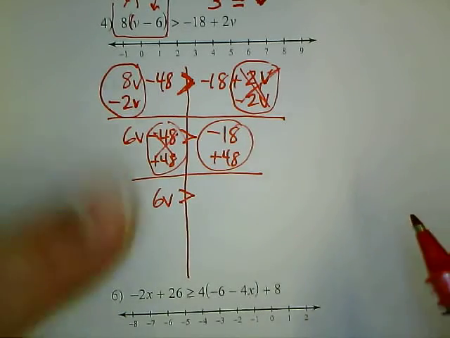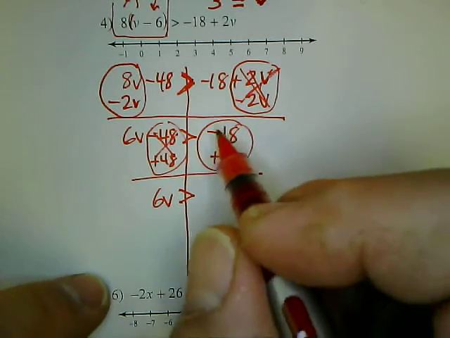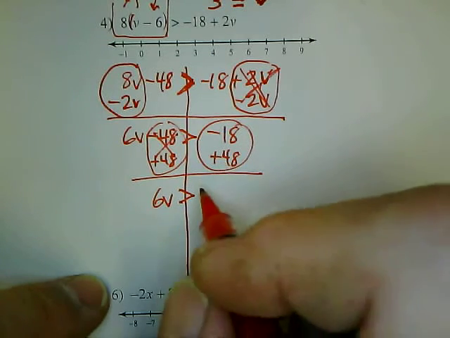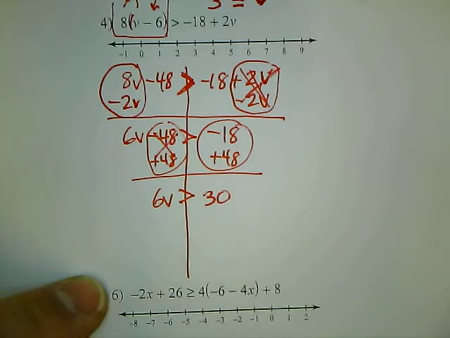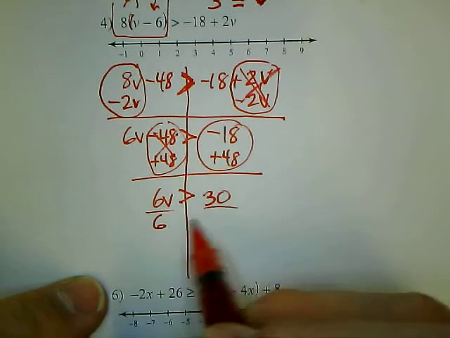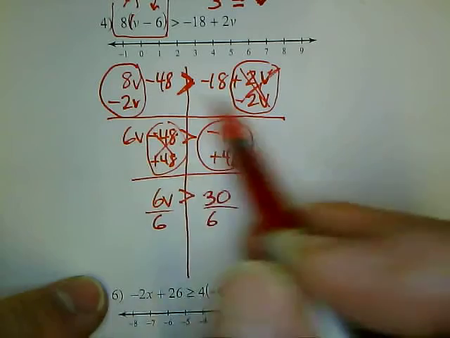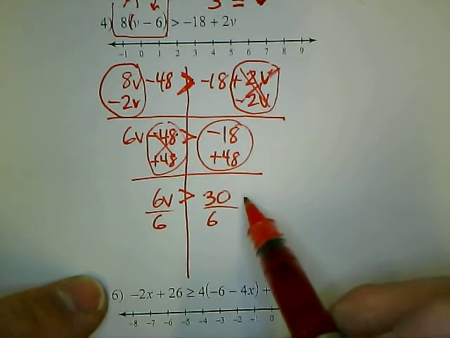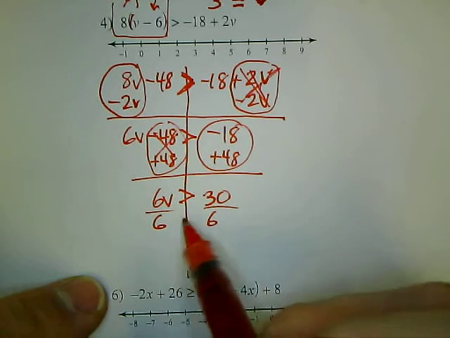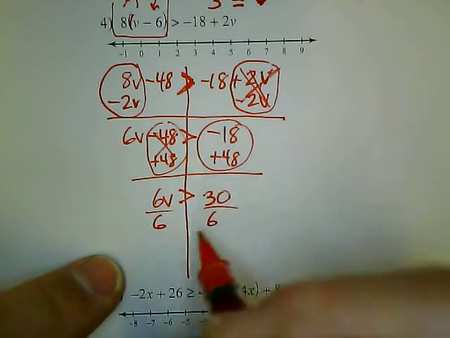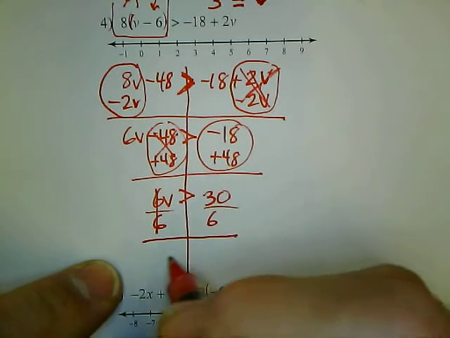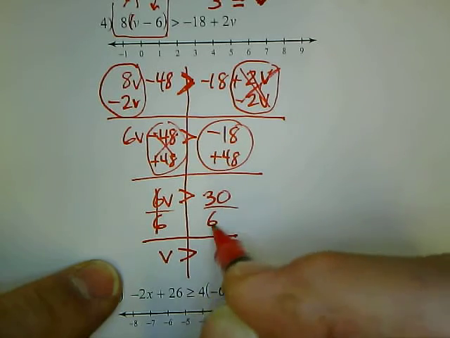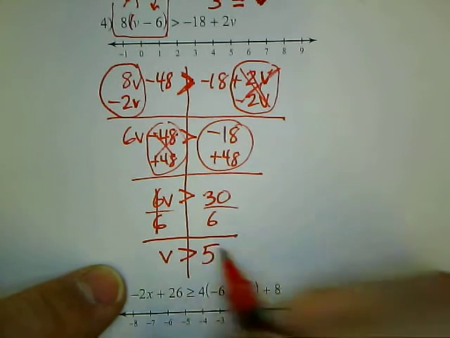Our sign stays the same. Don't turn it into an equals. And negative 18 plus 48 is what, 30? And our final step, we're going to divide by 6. Now, if we had taken the 8 and subtracted 8v from both sides, you would have had a negative 6v on this side. You would have been dividing by a negative 6, and you would have had to flip the sign. All right, so our opposite operations are gone. We're left with the v and 30. 30 divided by 6 is 5.